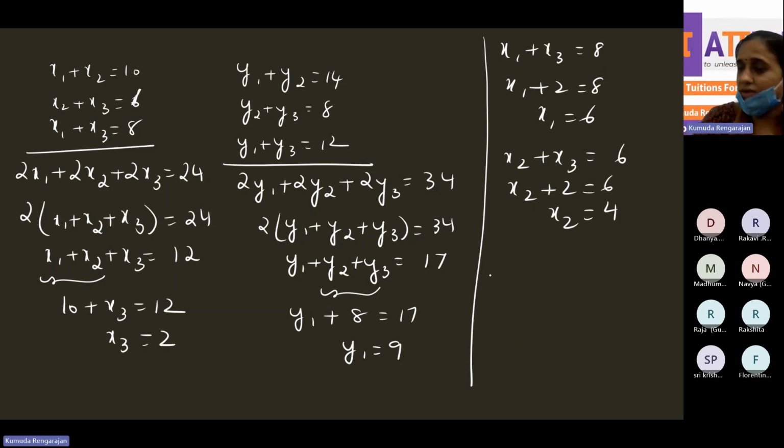Like this, find the others. Y1 we got, find y2 and y3. And then to get the coordinates of A, B, and C, put x1, y1 together. That is A. Put x2, y2 together. That's B. And put x3, y3 together. That's C.